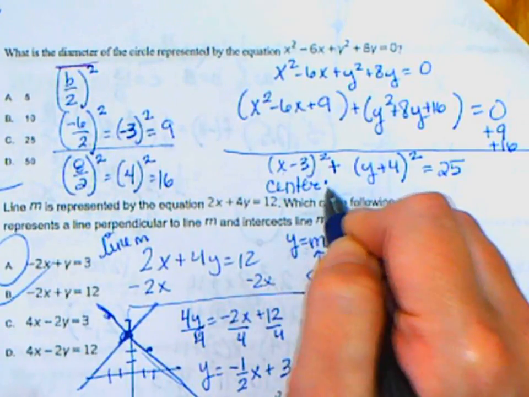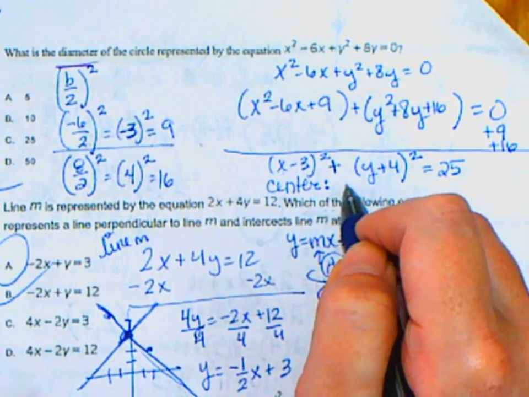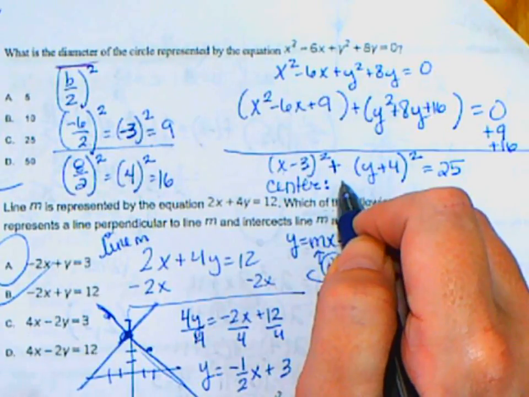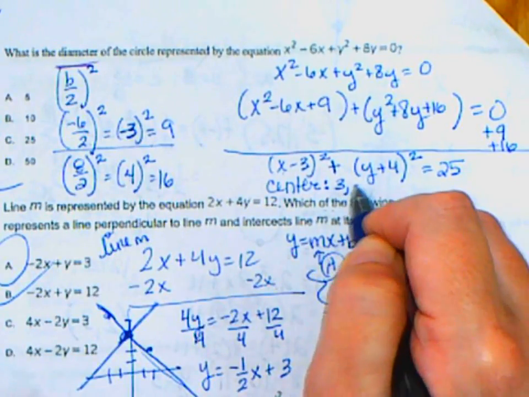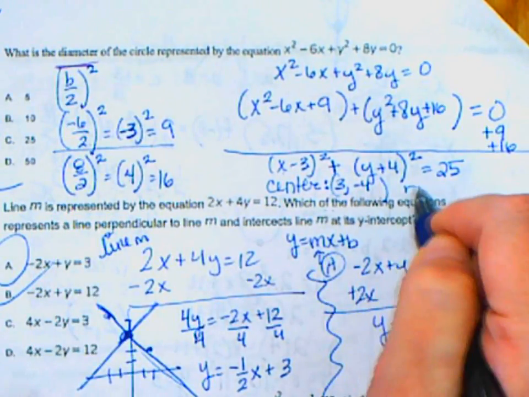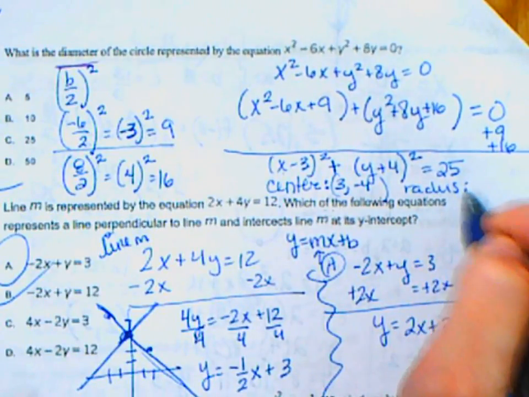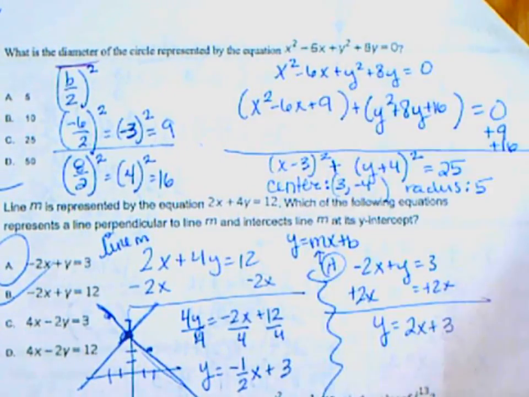So it didn't ask us for the center, but now that it's in center radius form, let's just say what the center is. 3 comma negative 4. Okay. And what is the radius? 5. What's the answer to the question?